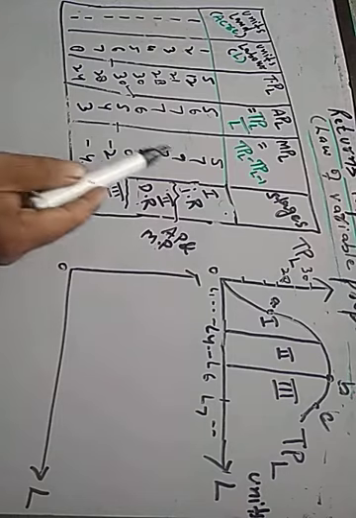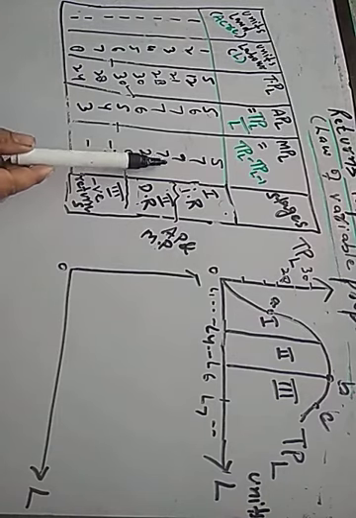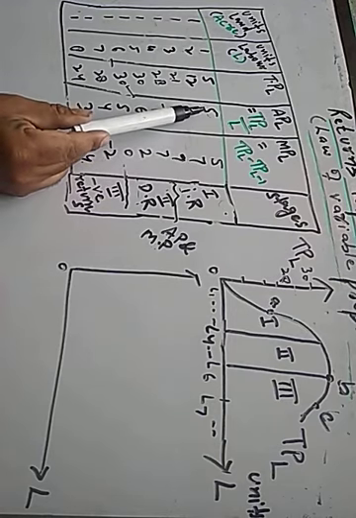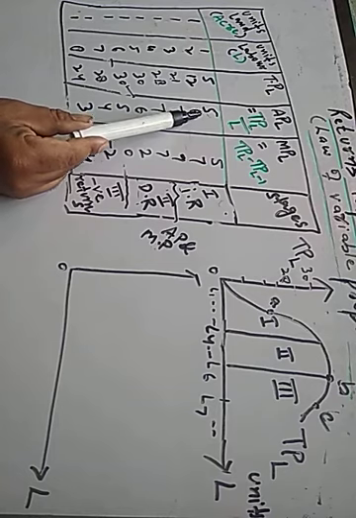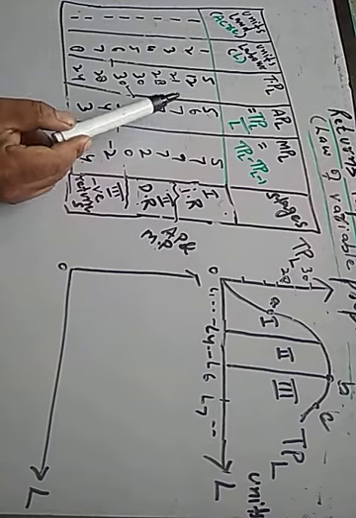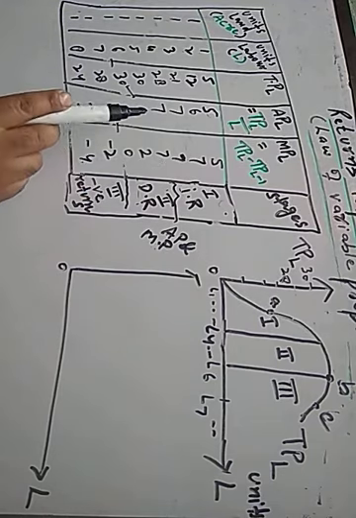In the first stage, the value of marginal product of labor is greater than the value of average product of factor. Therefore, in the first stage, the curve of marginal product of labor will lie above the average product of labor curve.